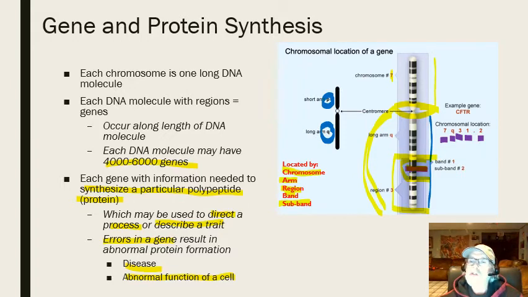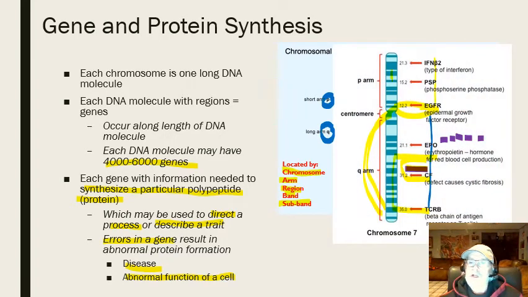So this area, the purple area, would be designated as 7Q31.2 in regards to where that particular gene is. Okay. Now, what's the significance of that? Let me show you that. Well, let's look at this.